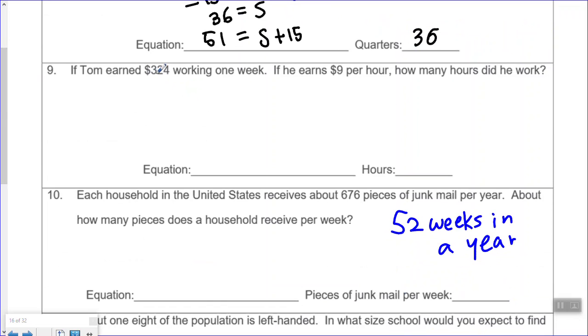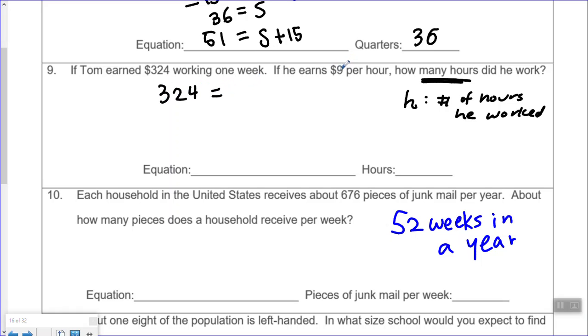If Tom earned $324 working 1 week, if he earns $9 per hour, how many hours did he work? So you don't have to worry about a week for this question. It's talking about how many hours, right? So let's say H is the number of hours he worked. So we can set up 324 equals, so you have a 9 and H.